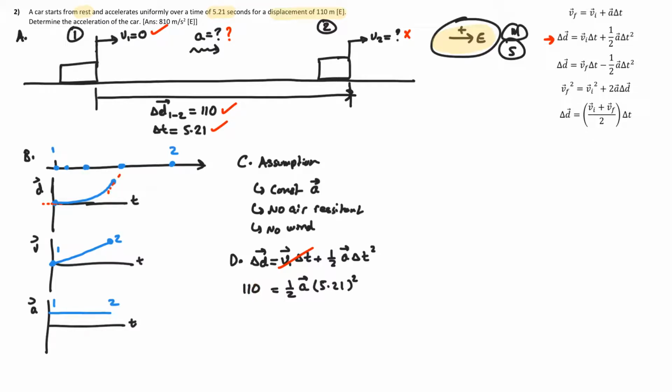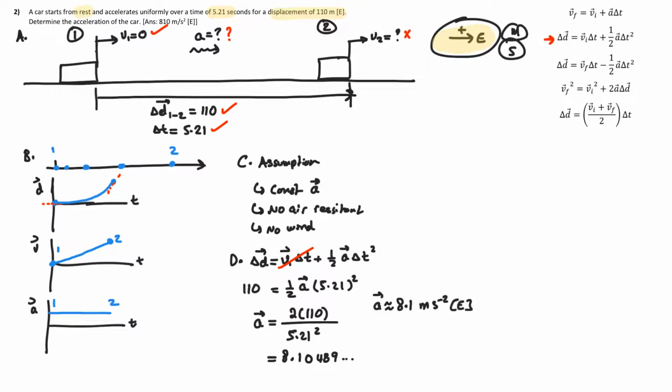And now all I have to do is rearrange and isolate for A and calculate it. So for A, I'm going to multiply both sides by 2 and then divide by 5.21 squared. Once I plug everything into my calculator, I get 8.10489, and then the value continues. So I have to look at how many significant figures my solution should be. In this case, I have 2 significant figures here and 3 significant figures here. So my final answer should be good to 2 significant figures. So that's 8.1 meters per second squared. And my direction, in my positive sign convention, is east.